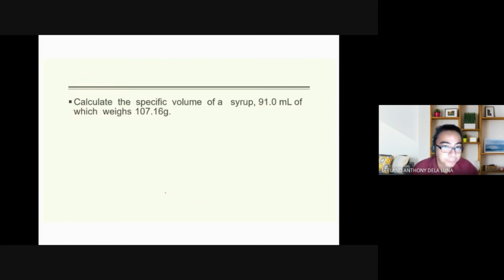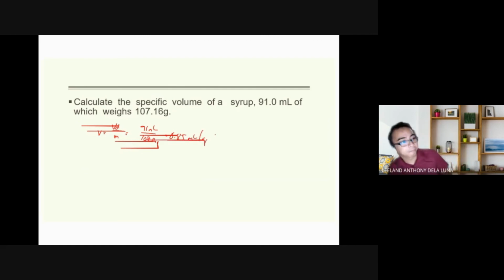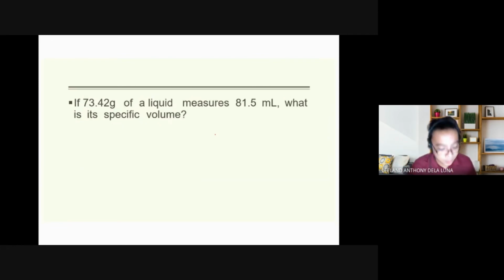Okay, so halimbawa, ito. Calculate the specific volume of syrup, 91 ml of which weighs 107.16 grams. So specific volume lang natin, class, is simply volume divided by mass. So 91 ml divided by 107.16 grams is equivalent to 91 divided by 107.16. Then we get 0.85 ml per gram. Okay? Easy, right? Madali lang naman siya.